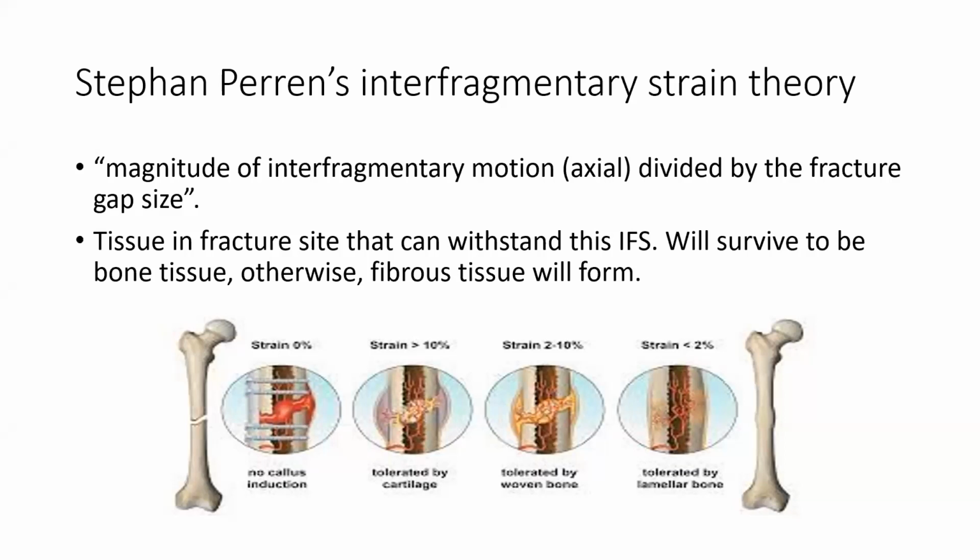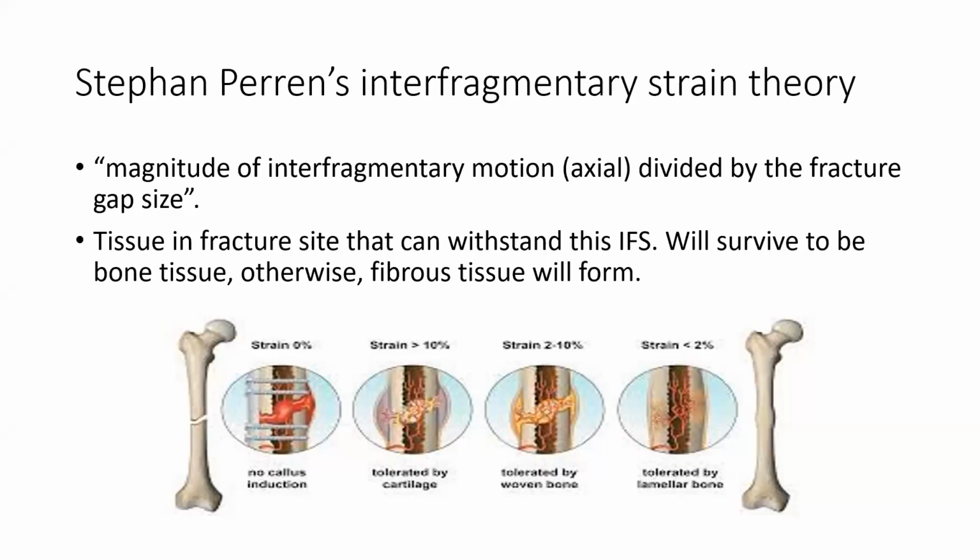If the fracture was moving completely unopposed, 2 cm divided by 2 is 1, times 100, which is percentage, that's 100% strain. If the fracture was 2 cm and it was only moving 5 millimeters, that would be 25% strain. So in order for strain to happen, there has to be motion, and this motion's relation to the original fracture length is the definition of strain. Stephen Perren's definition is magnitude of interfragmentary motion divided by the fracture gap size, the original fracture gap size.